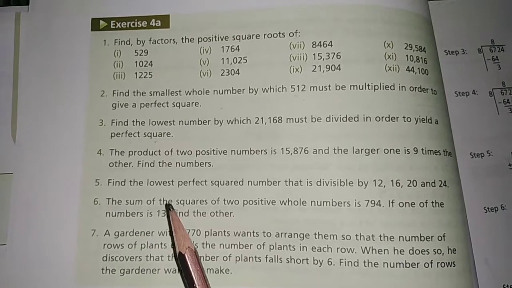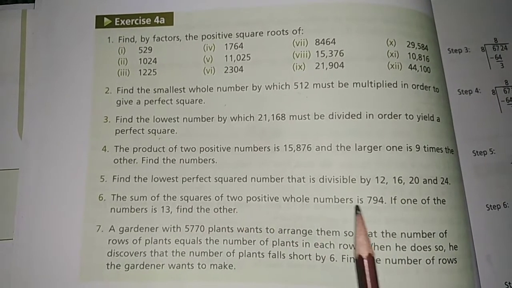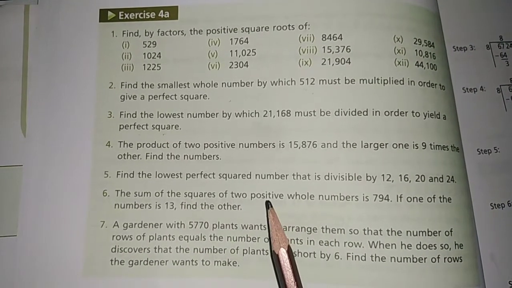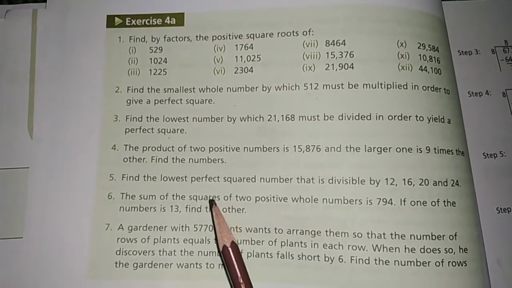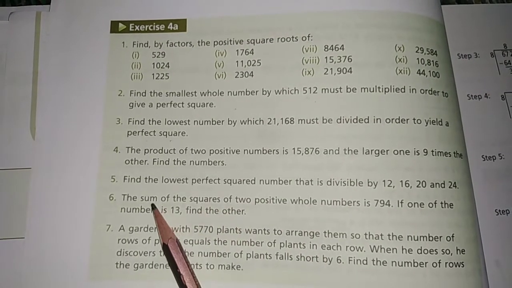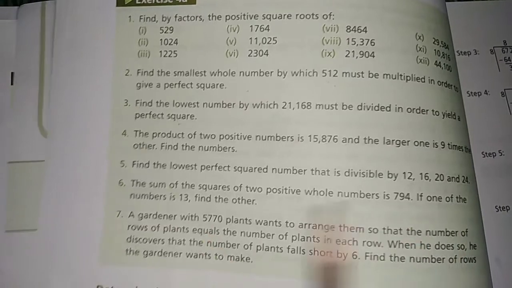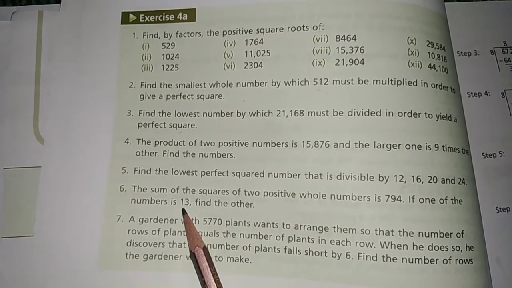Question number 6. The sum of the squares of two positive whole numbers is 794. First of all, we have to let the numbers, then we have to take the square of the numbers, then we have to add them up. One of the numbers is given, that is 13.